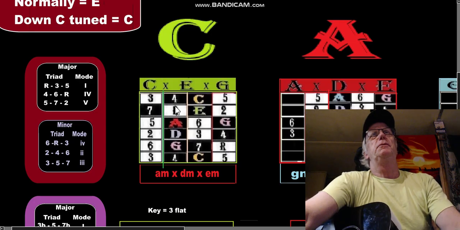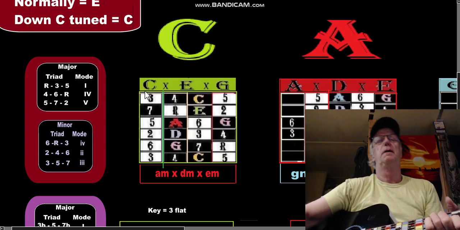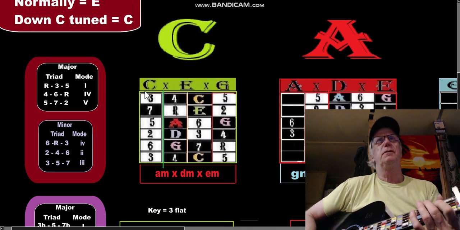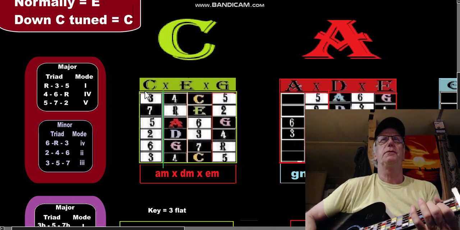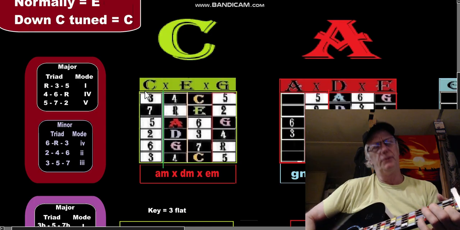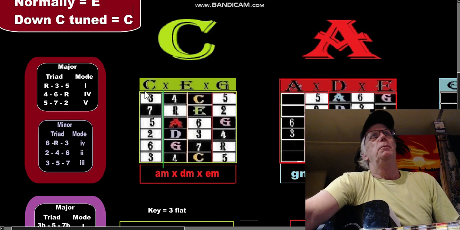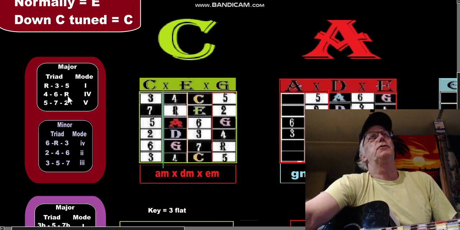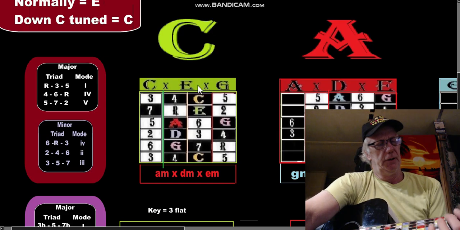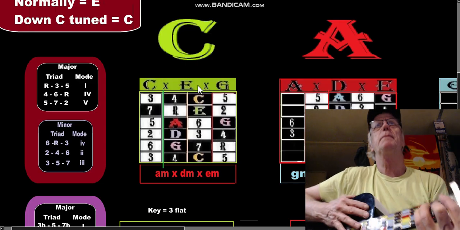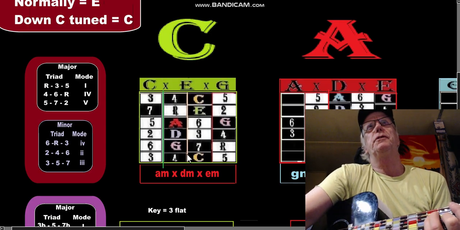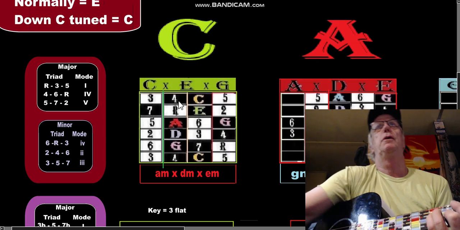Your major is going to be root 3, 5. This second inversion, 5, root 3, 5, root 3. Okay. 3, 5, 6, root 2, 3, 5, 6, root 2, 3, 5. That's the pentatonic. But if you take it to the 4th, you're going 4, 6, root in the E shape. Finger bar. 4, 6, root. So it's going to be 4, root 4, 6, root 4.